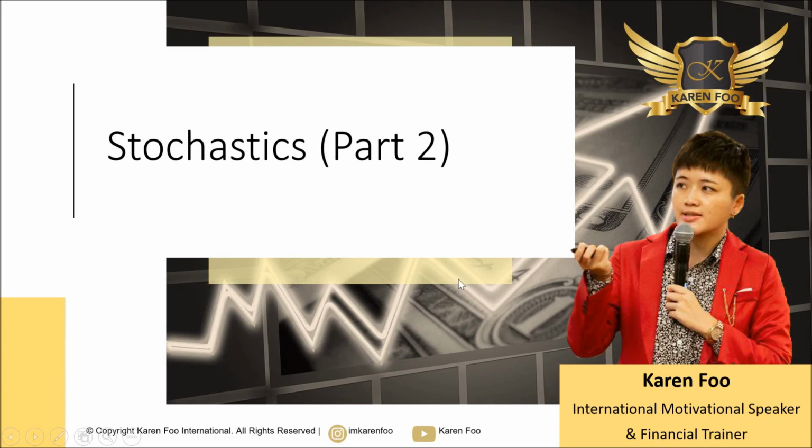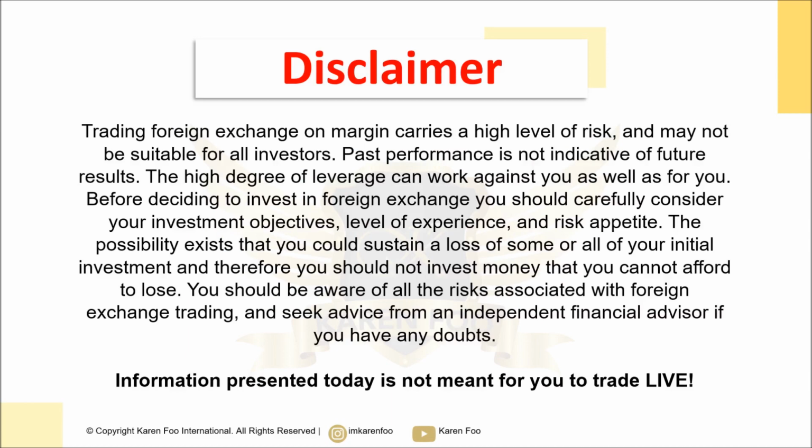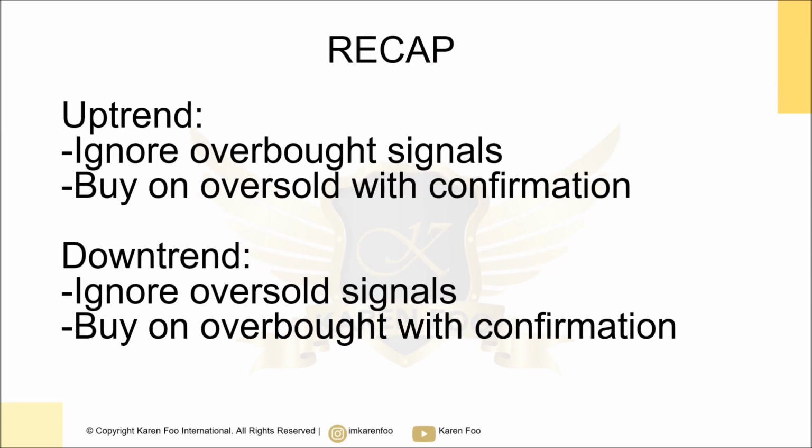Alright guys, welcome to part 2 of the stochastics lesson. Now let's do a little bit of recap. During an uptrend, because price has the tendency to produce overbought signals, when stochastics give you an overbought signal, ignore it, okay? So you want to buy when stochastics goes to oversold, confirm it with candlestick confirmation, okay?